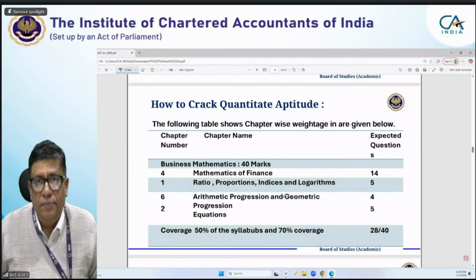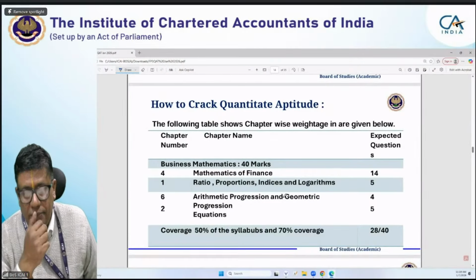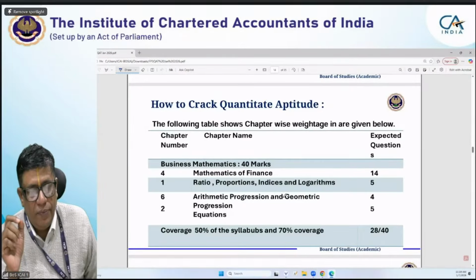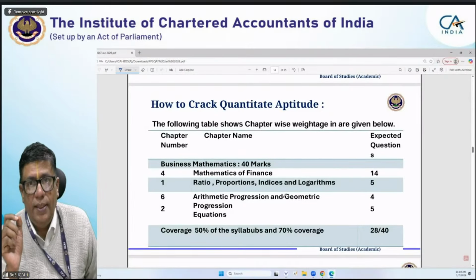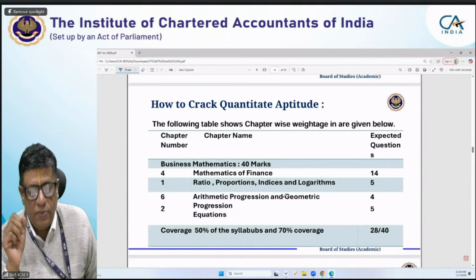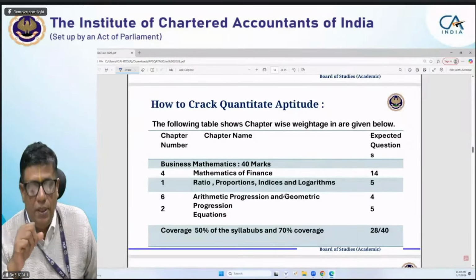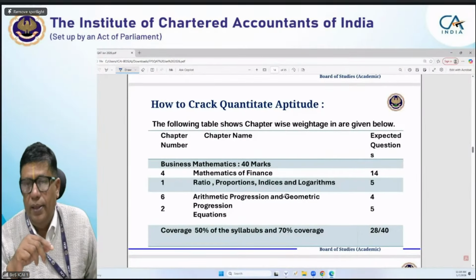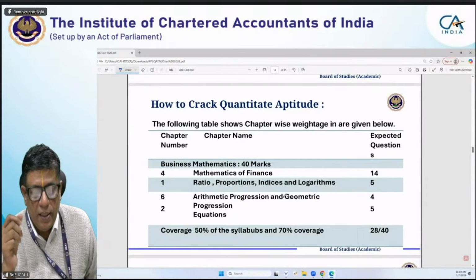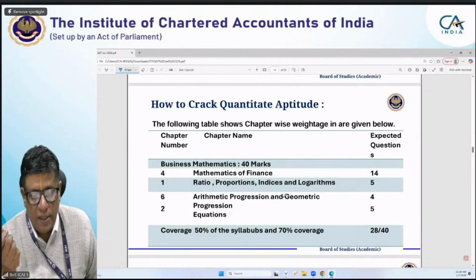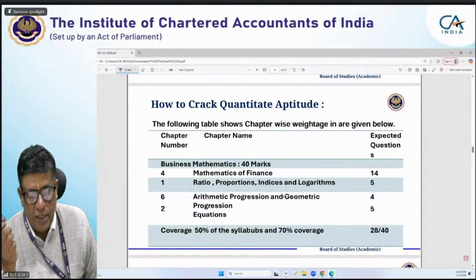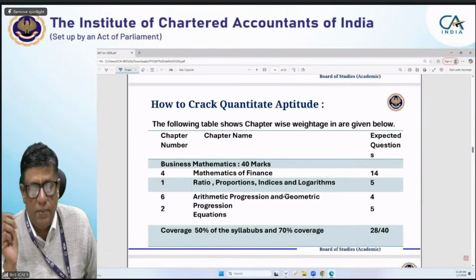You know very well the Business Mathematics paper has 40 marks of expected questions. Business Mathematics, 40 marks. Among that, chapter wise, major weightage is given to the Mathematics of Finance. Earlier we called it the time value of money. The same topic is now called Mathematics of Finance. The weightage given is a maximum of 14 marks from this chapter.